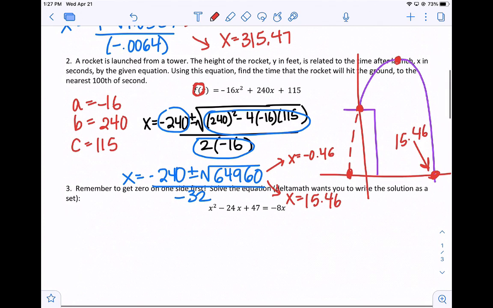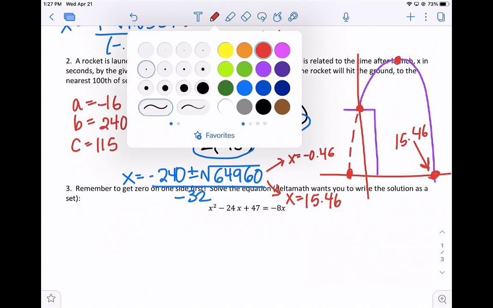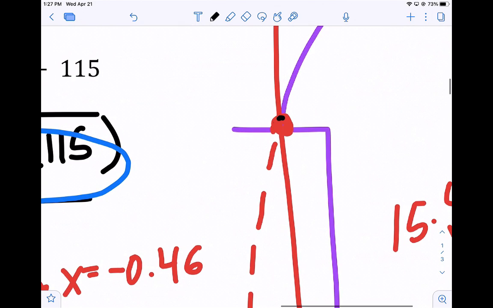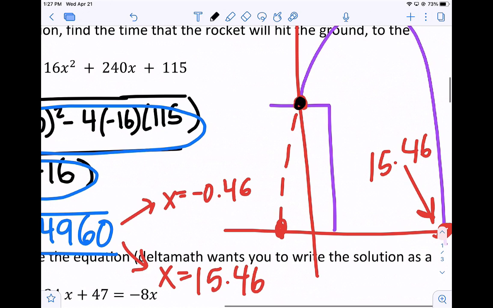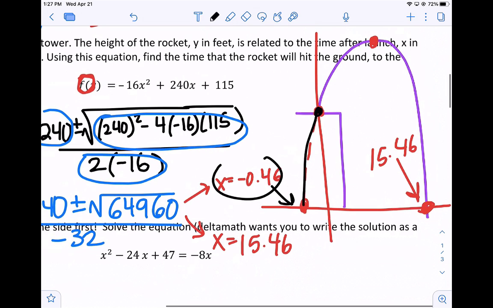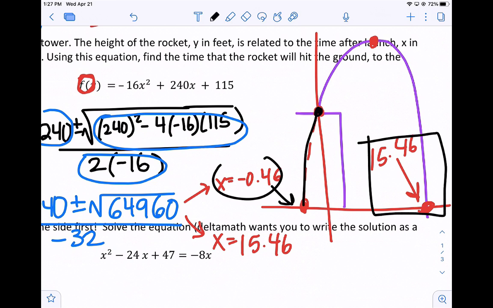That's how many seconds it takes to hit the ground. One of our answers is negative because the height is at 115 when it starts. We can see our parabola being shifted to the negative. So that negative 0.46, we're not really going to look at for this one. Here our answer will be 15.46.